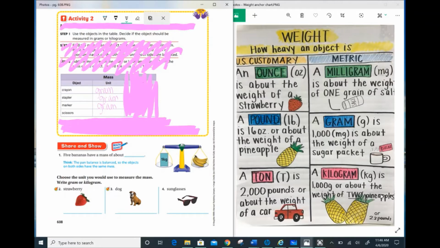Now scissors. I know scissors are a little heavier than the objects that we have, but are they as heavy as 2 pineapples? I don't think so. So what would I use to weigh the scissors? Yes, I would use a gram too.